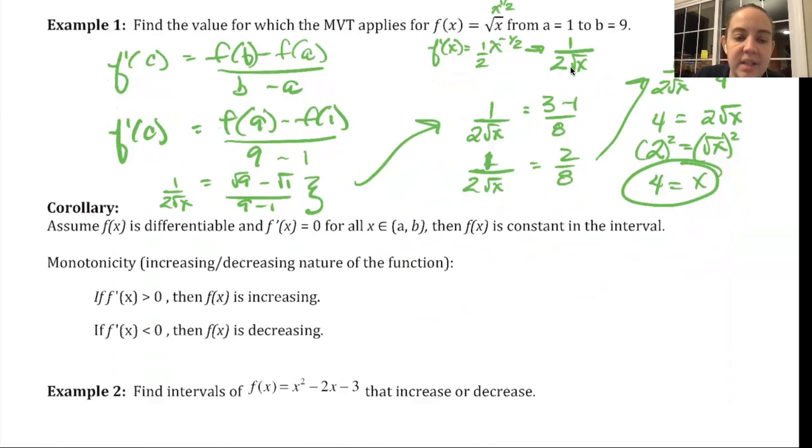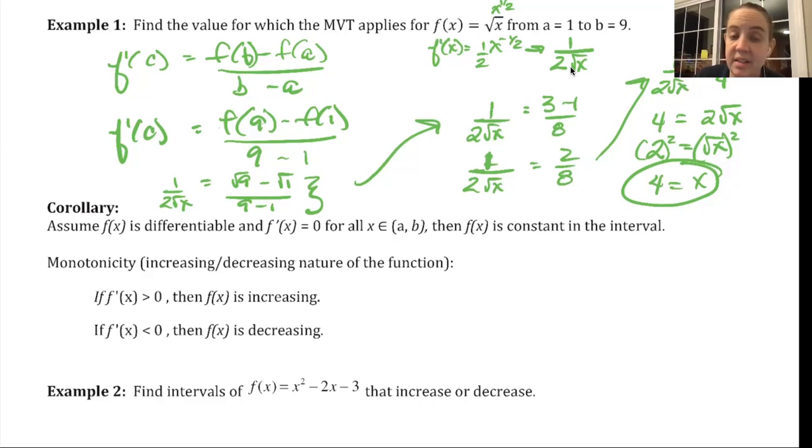We're looking at increasing and decreasing nature of the functions. If f prime of x is greater than 0, then f of x is increasing. If f prime of x is less than 0, then f of x is decreasing. It's important that you use that terminology correctly.